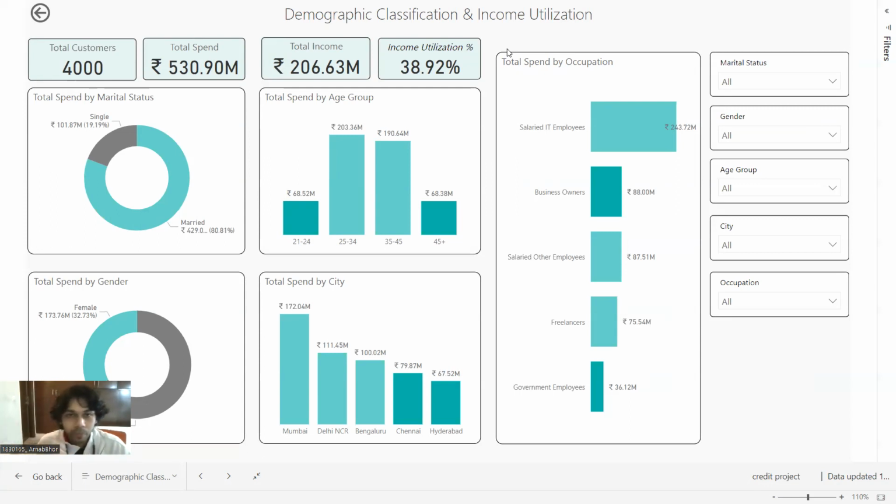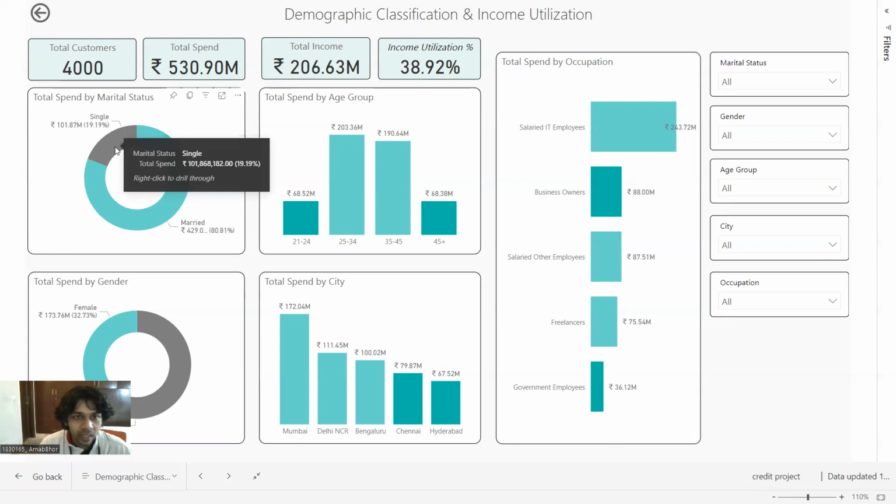Now, moving on. What are these various charts showing us? First of all, total spend by status, like if a person is married or not, how much money they're spending accordingly. Total spend by age group, total spend by gender, total spend by city, and total spend by occupation. I hope this is clear. We're just taking the total spend here, the second card, and we are showing it as per different categories.